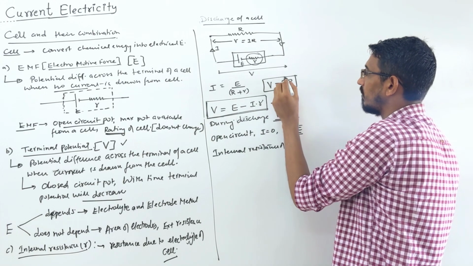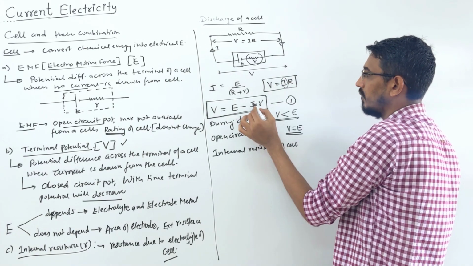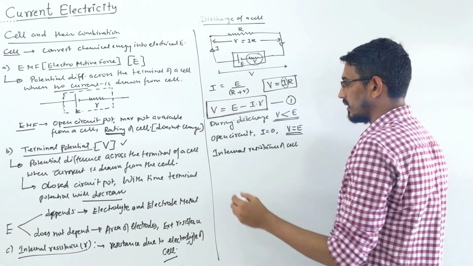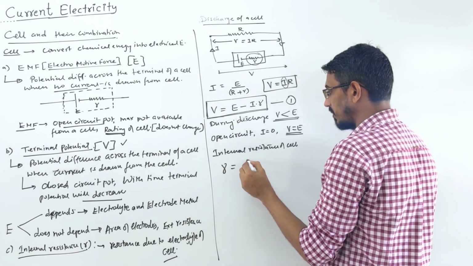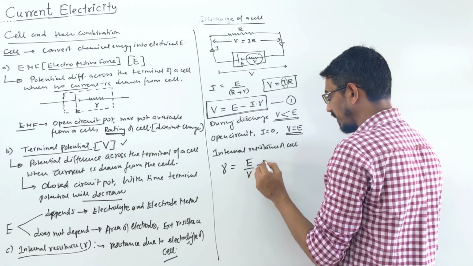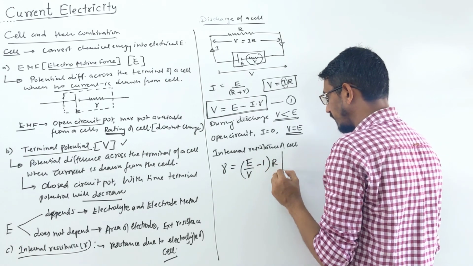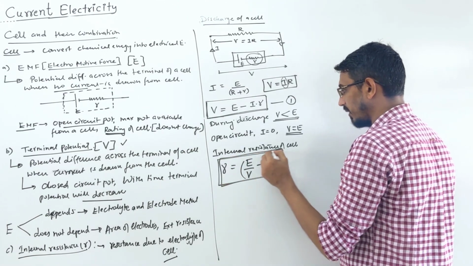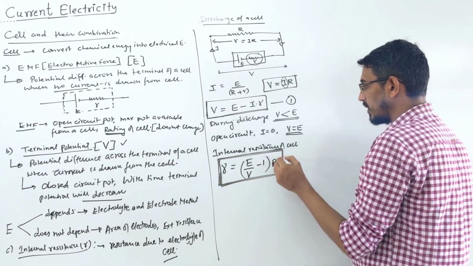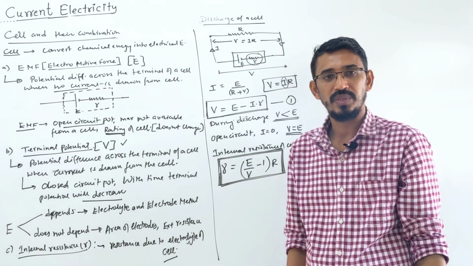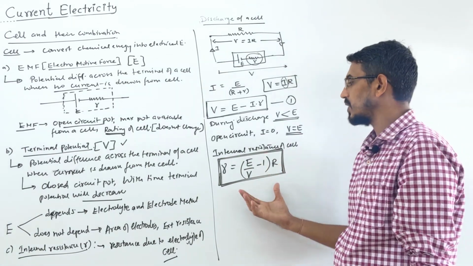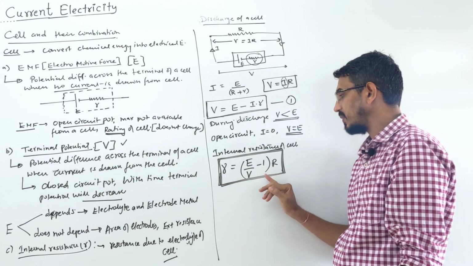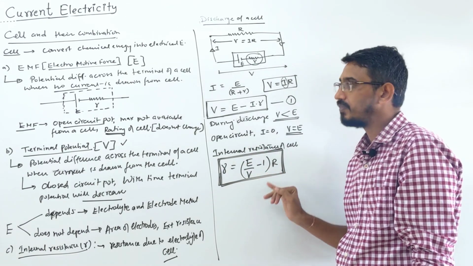I am putting the value of current from here. Current is V by R. I rearrange, taking V terms to that side. So I get this answer: the internal resistance is simply (E by V minus 1) into R. Very important formula. This has been asked 2-3 times in our exams already, and we'll use this same formula again in the potentiometer also. So the internal resistance of the cell is the EMF of the cell by the terminal potential of the cell, minus 1, into the external resistance R.